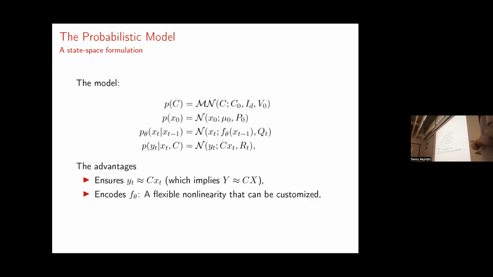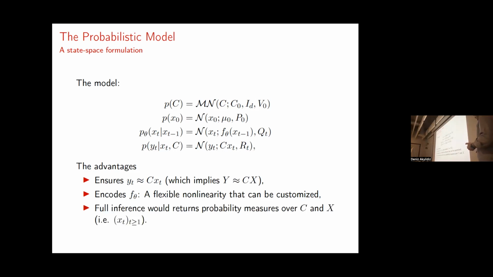Then the other advantage of this sort of model is that there is going to be a quite flexible nonlinearity here, so you can put your ideas about your data set into F. So if your data set is, let's say, a periodic time series, obviously you want to reduce the dimension of it. It makes sense to have the latent states evolve in a periodic way, right? You're just going to postulate a model depending on what you think your data is. And then the inference on this model would return probability measures over C and X, right?